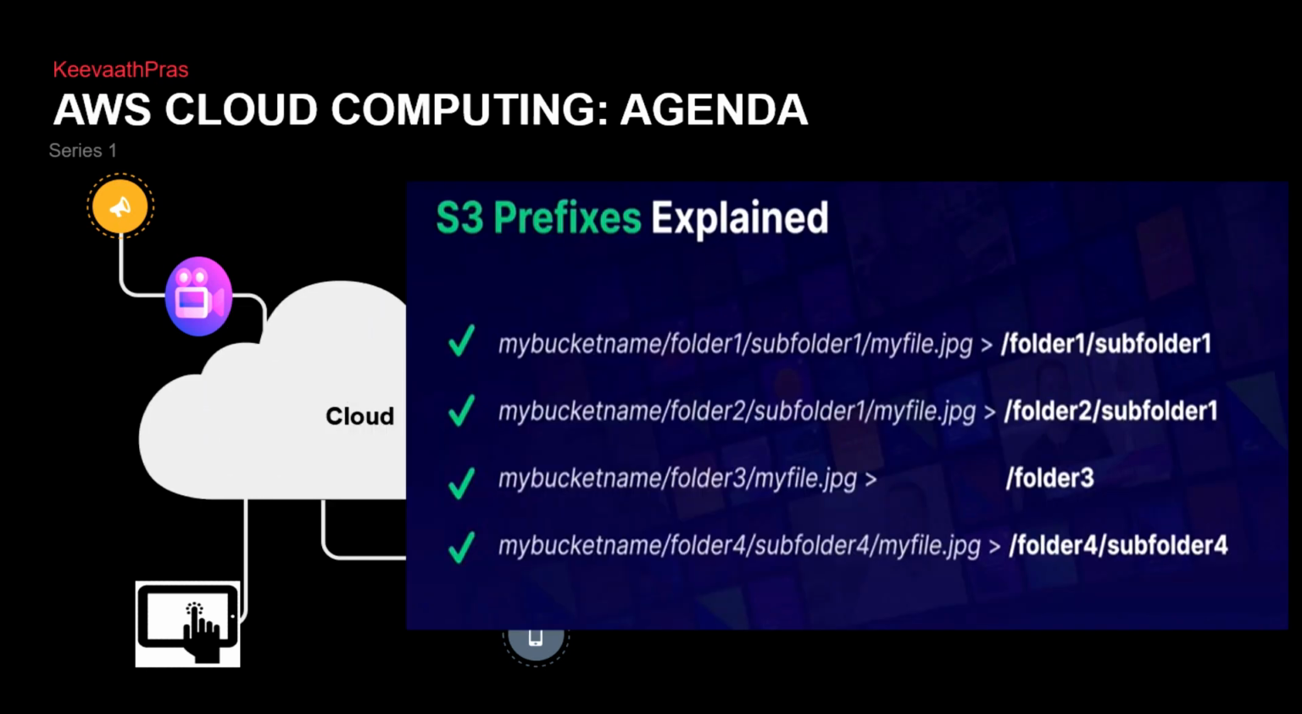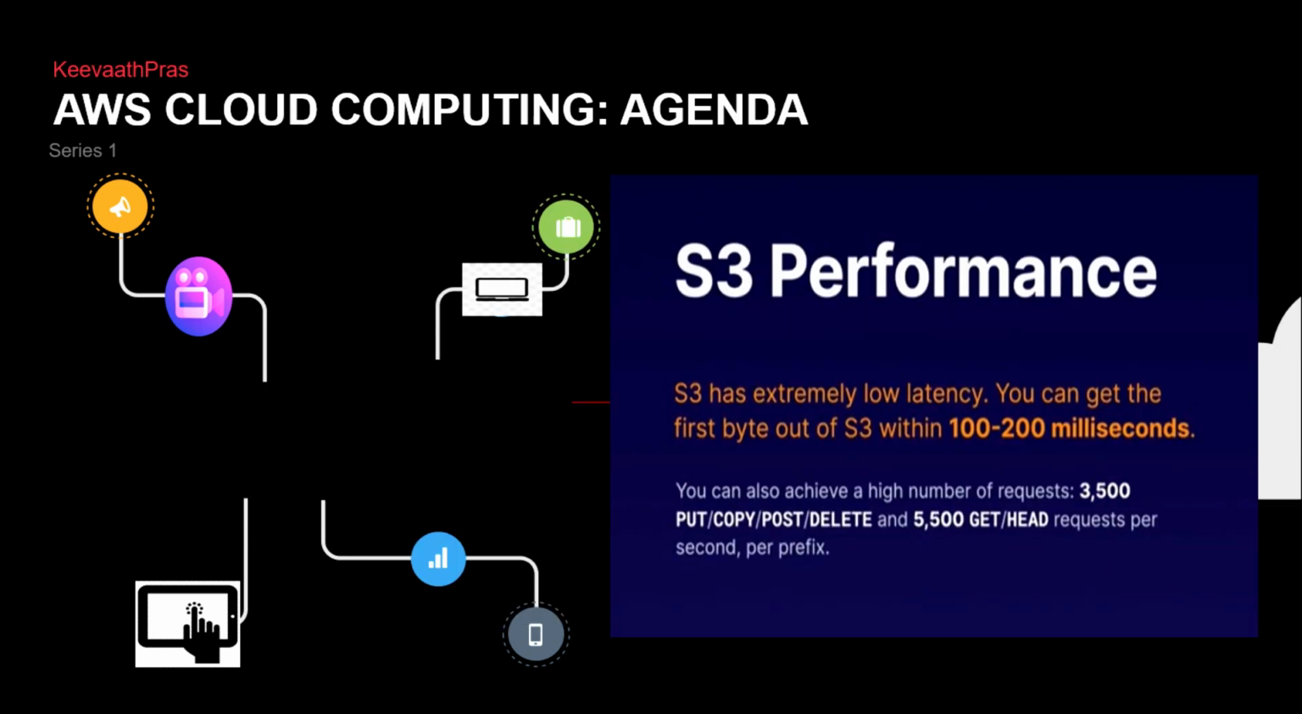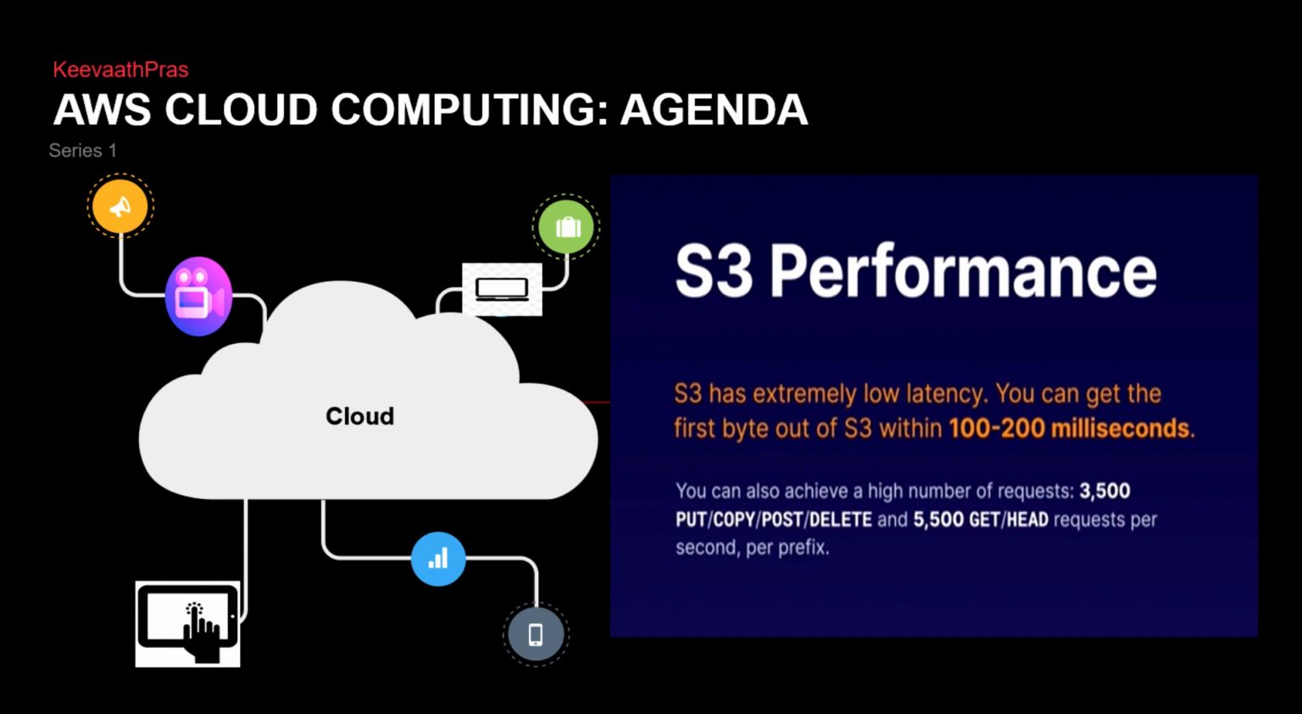Every time in the bucket, you have a bucket name, which is unique across the globe. You have a folder, then a subfolder, and then a file or image. This is exactly what we have been doing, and this is the way it is stored, in terms of folders and subfolders. So what is the S3 performance? How is the S3 performance?